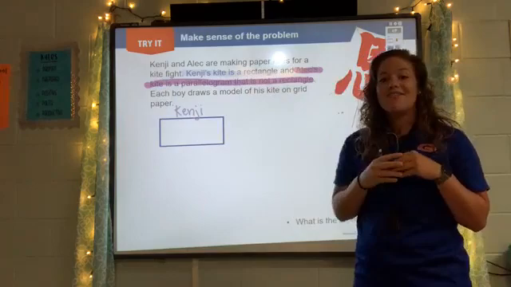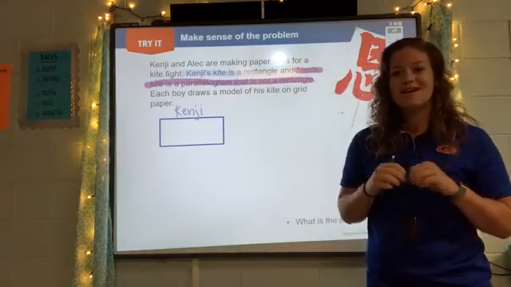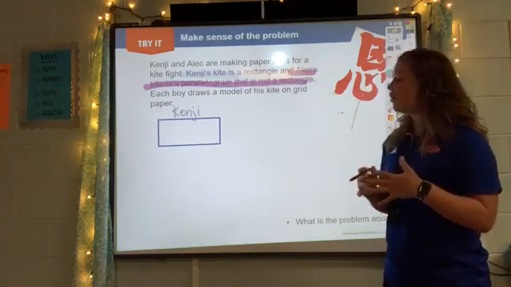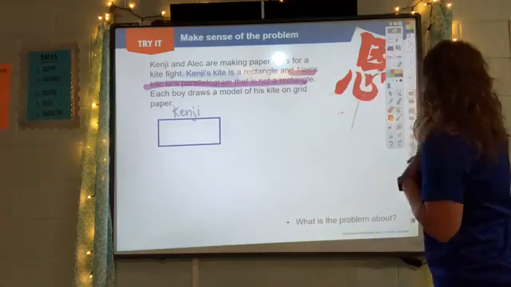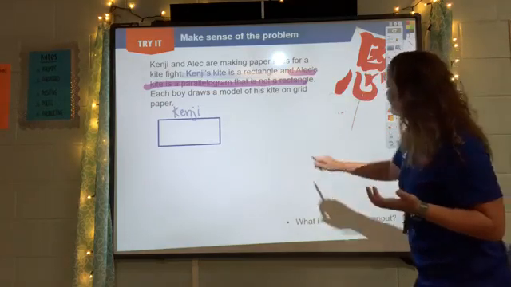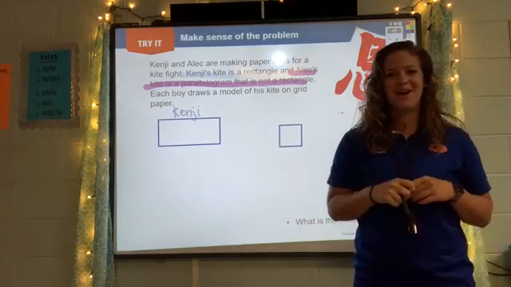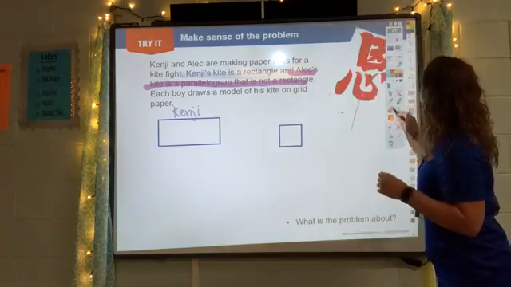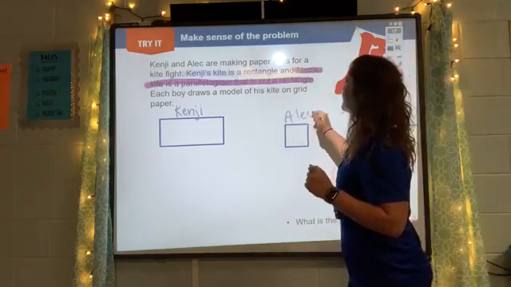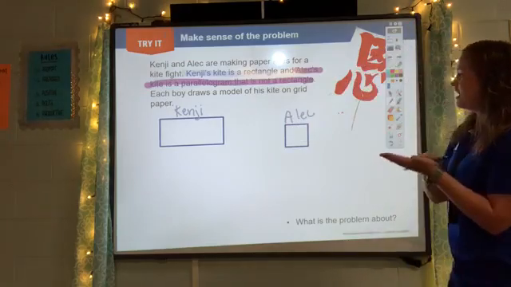So we can have any sort of parallelogram. Remember, a parallelogram has 4 sides. So it can be whichever one you want. I am going to go with a square. All right? It just says it is not a rectangle. So that is Alec's. We're going to draw each of those on a piece of paper.